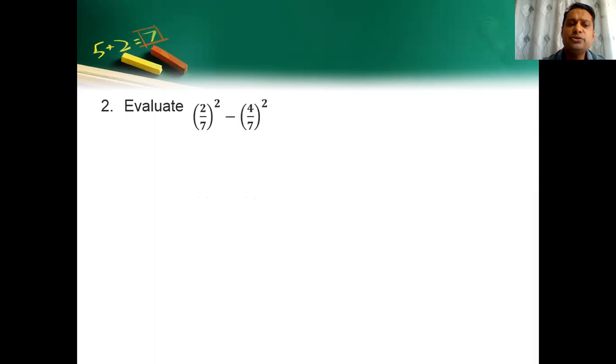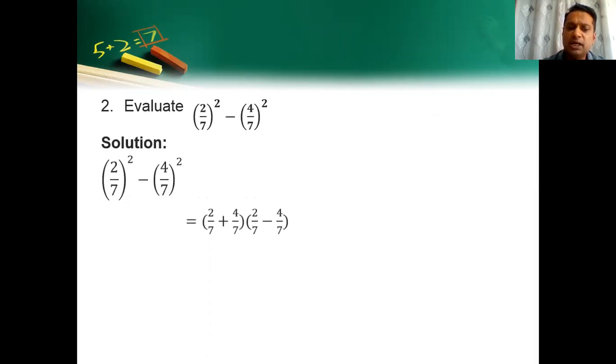Evaluate (2 over 7) squared minus (4 over 7) squared. Again, it can be expressed in the form of (a plus b) times (a minus b). Therefore, it is (2 over 7 plus 4 over 7) times (2 over 7 minus 4 over 7). 2 over 7 plus 4 over 7 is 6 over 7. 2 over 7 minus 4 over 7 is minus 2 over 7. Multiplying, you're going to obtain minus 12 over 49.